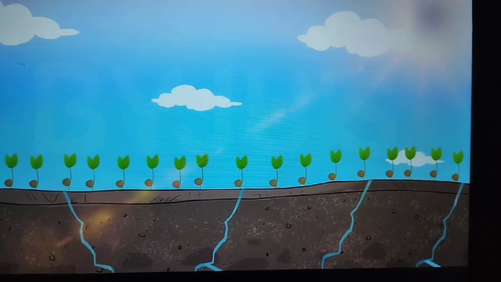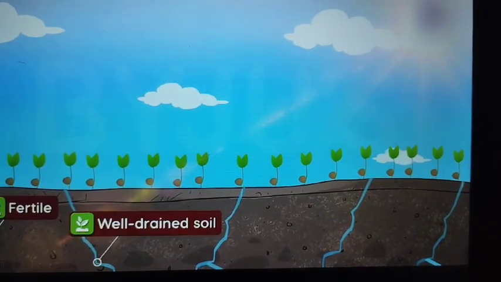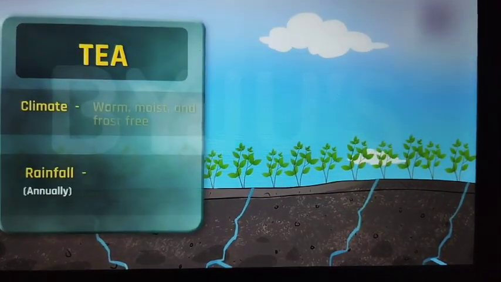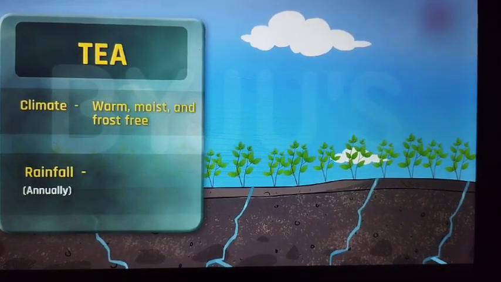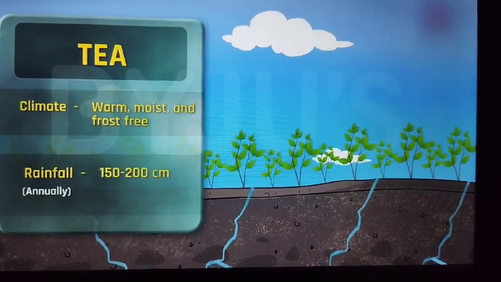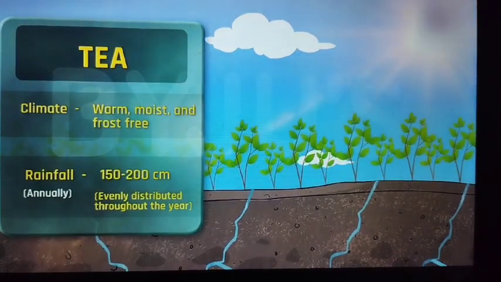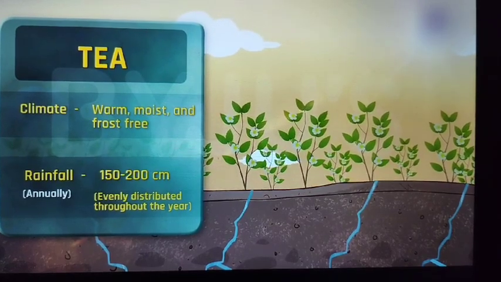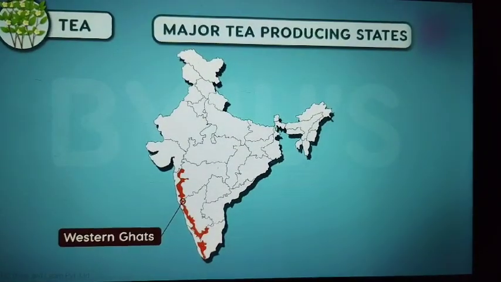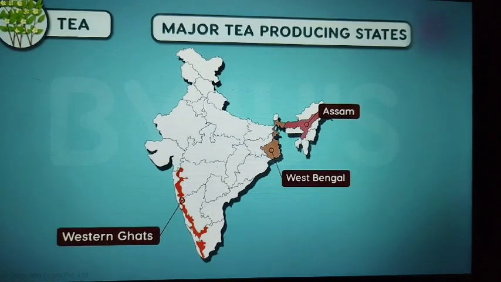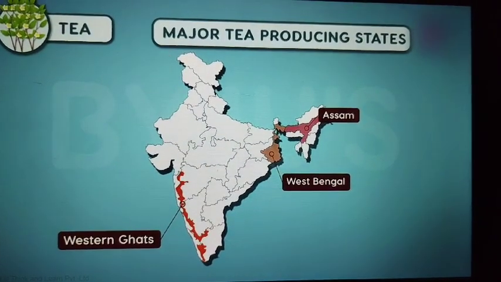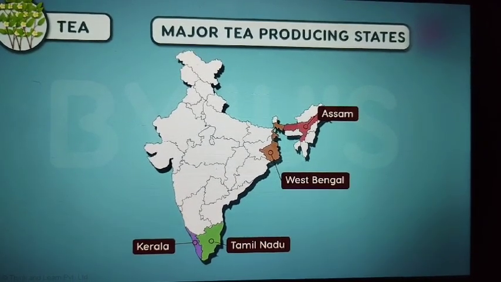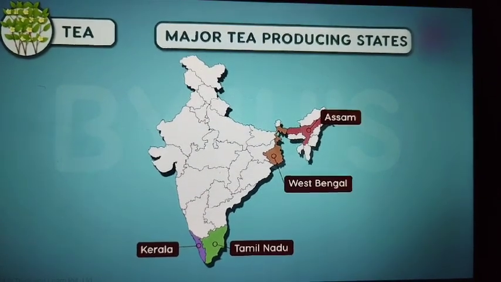The plant requires deep, fertile and well-drained soil, rich in humus and organic matter. It requires warm, moist, frost-free climate all through the year. Along with this, frequent showers evenly distributed over the year is required for continuous growth of tender leaves. The lower slopes along the Western Ghats and the areas of Assam and West Bengal have these conditions. Hence, Assam, West Bengal, Tamil Nadu, Kerala, these are the major tea-producing states in India.